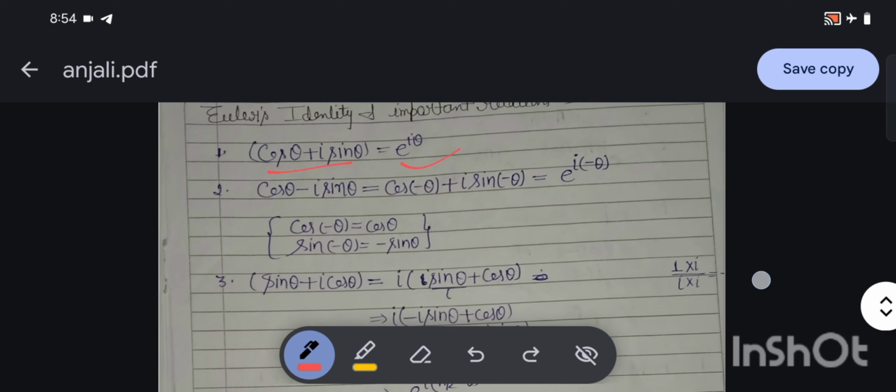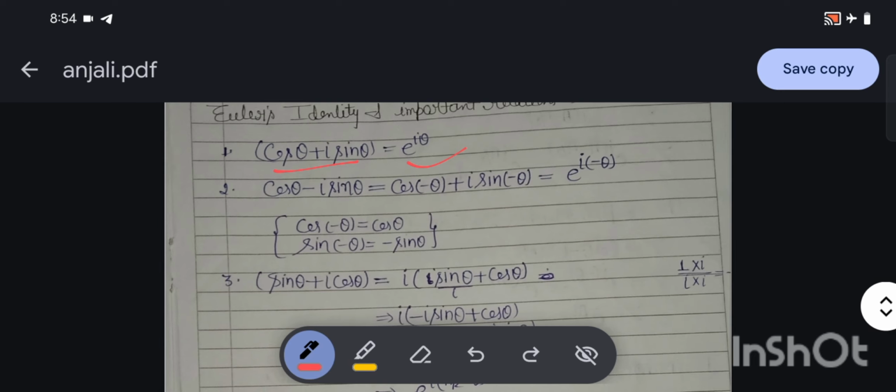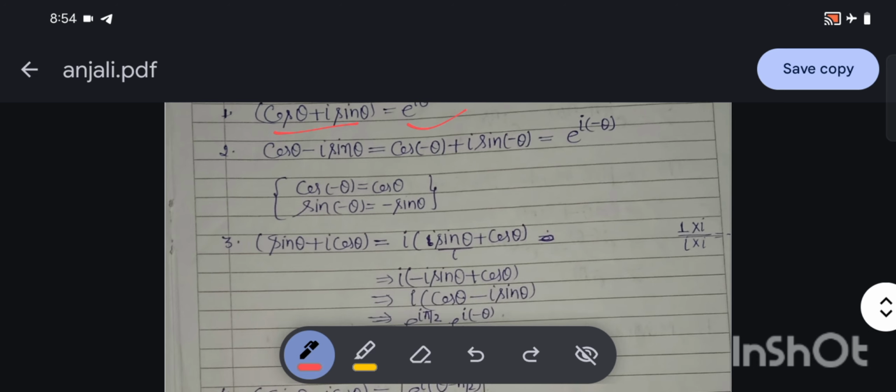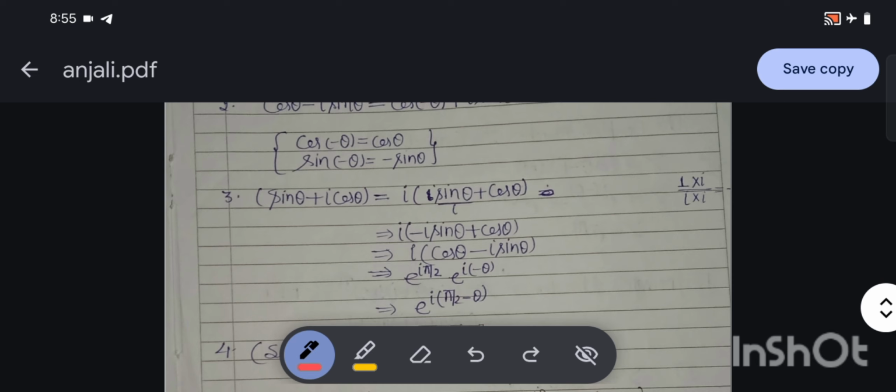And now cos theta minus iota sin theta. We will replace theta with minus theta. So cos minus theta plus iota sin minus theta is equal to cos theta minus iota sin theta, and this will be e to the power iota minus theta. Is it clear? Because cos is an even function and sine is an odd function. Then sine theta plus iota cos theta.